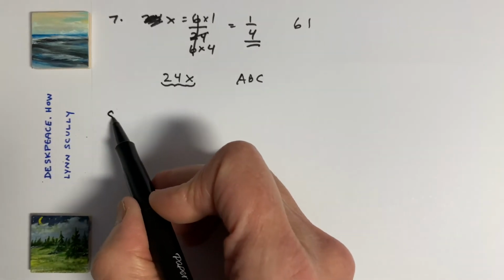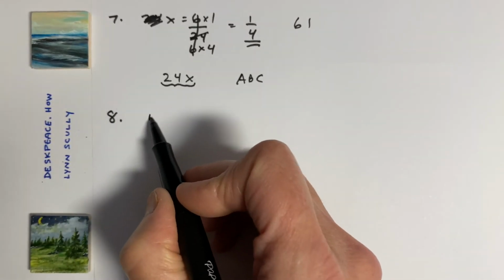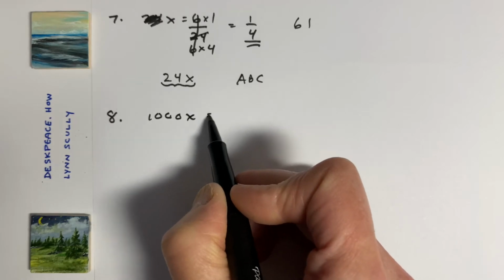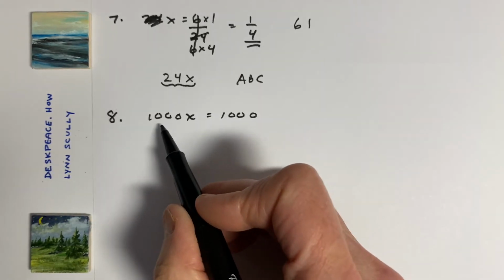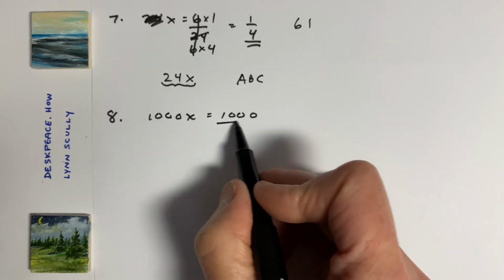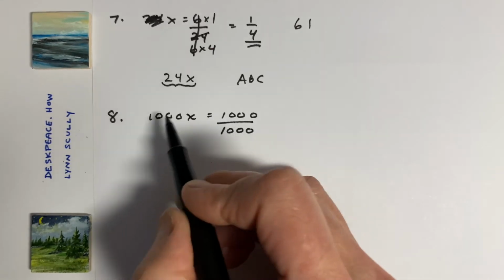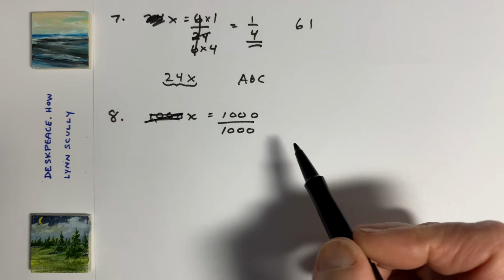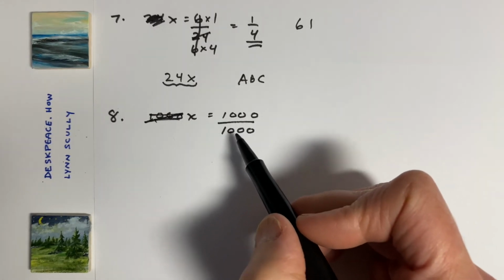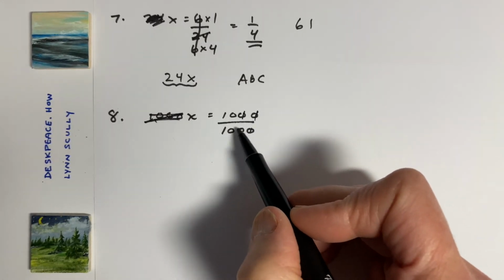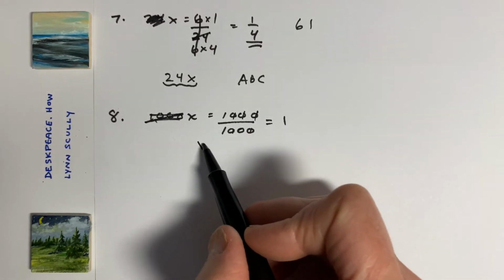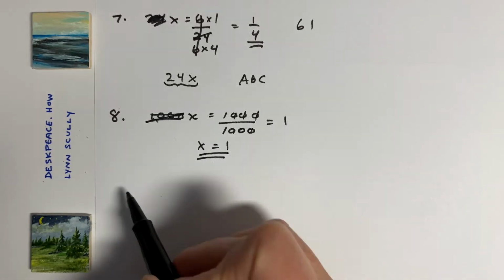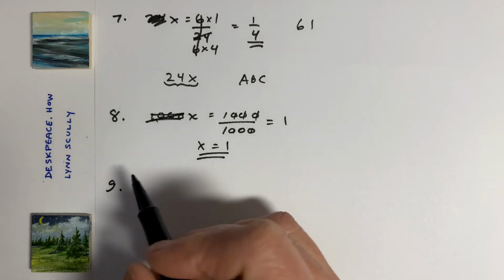Number 8, 1,000x equals 1,000. I want to get the x alone. Thousands attached by multiplication. Move it by division to the other side of the equal sign. Cross that out a lot. 1,000 over 1,000. I can actually reduce zeros. So I have 1 over 1 equals 1. X equals 1.